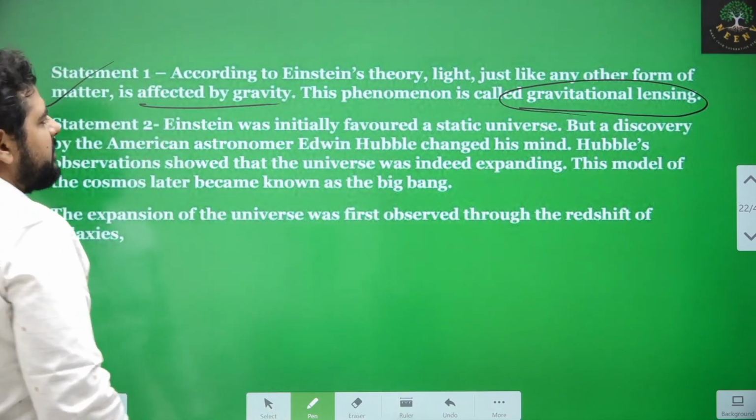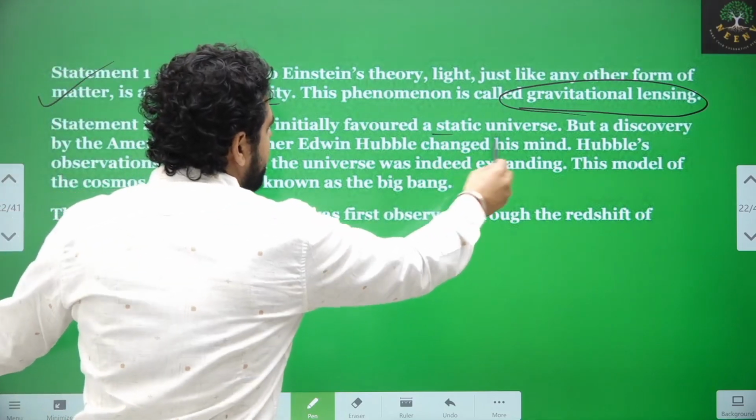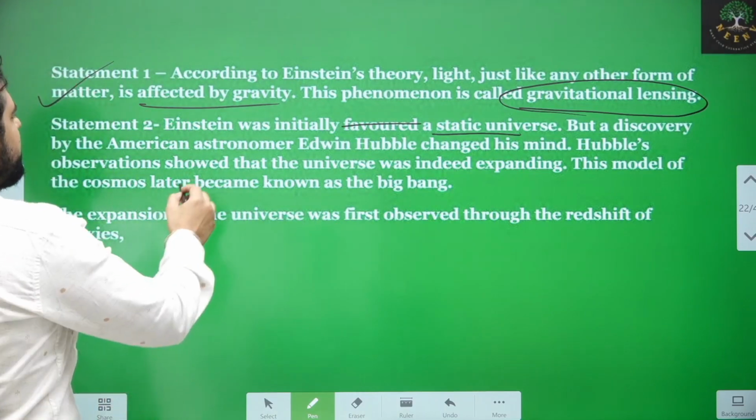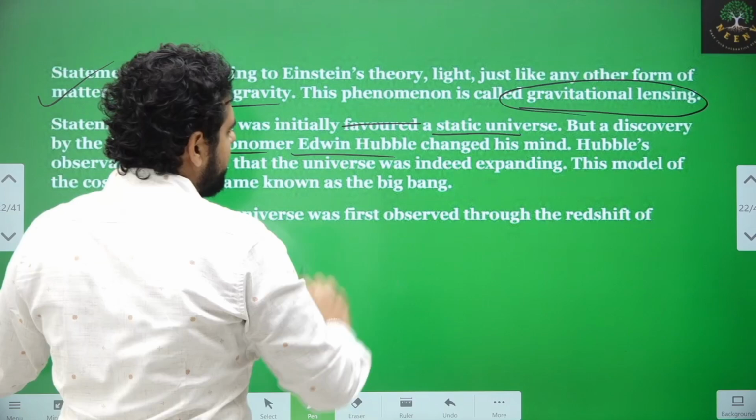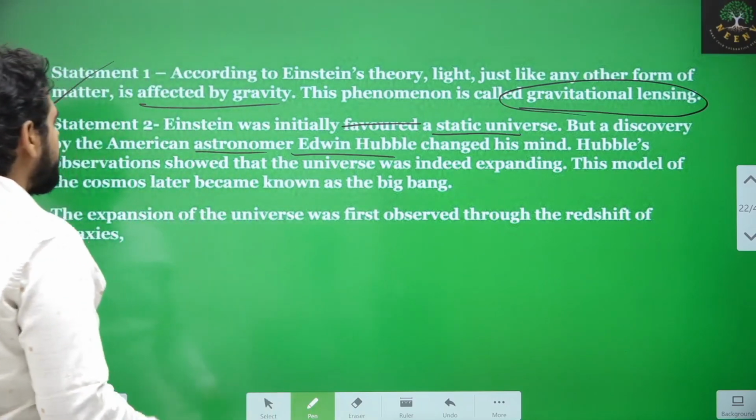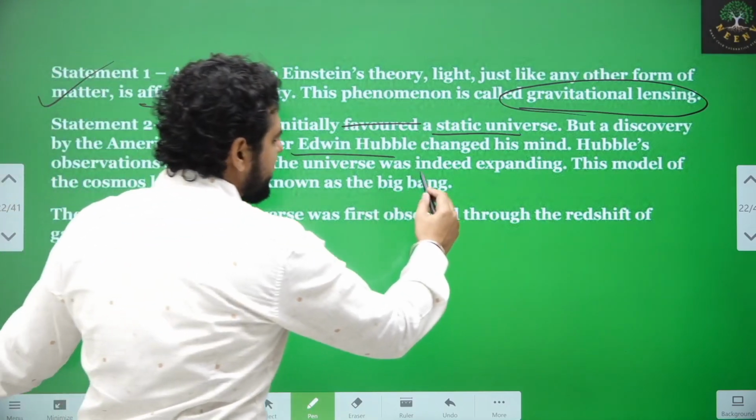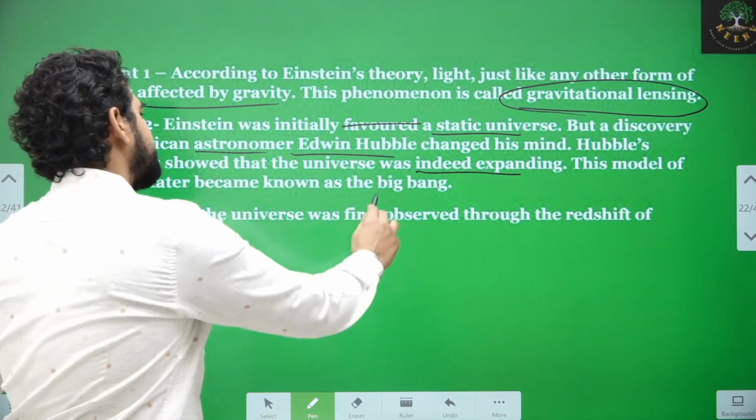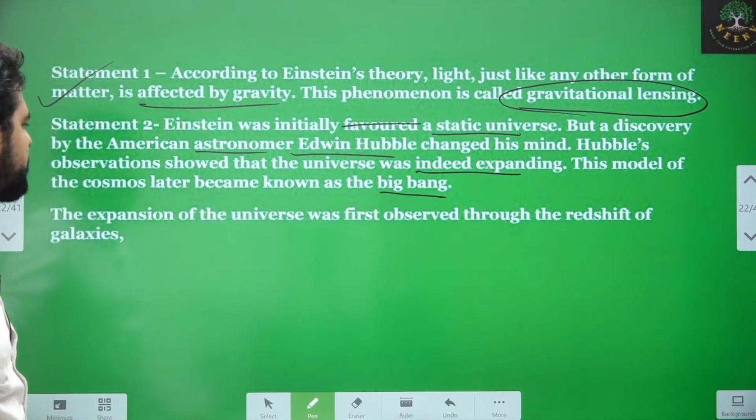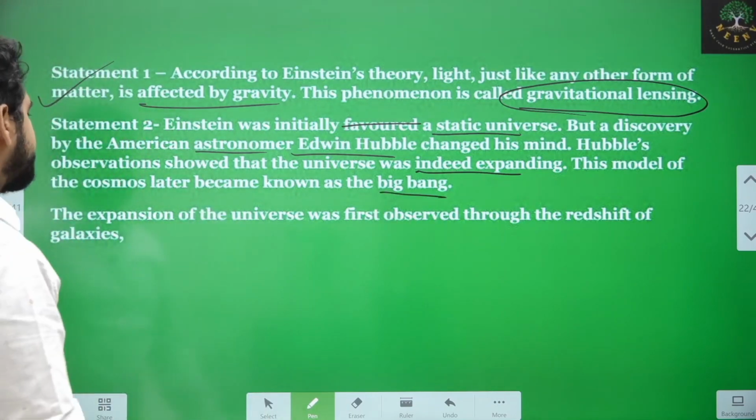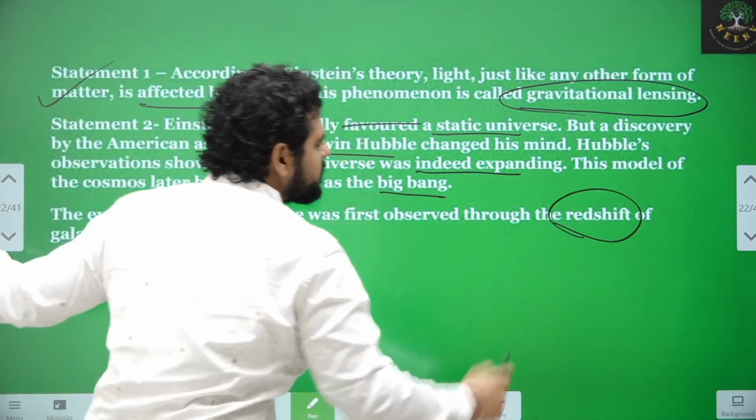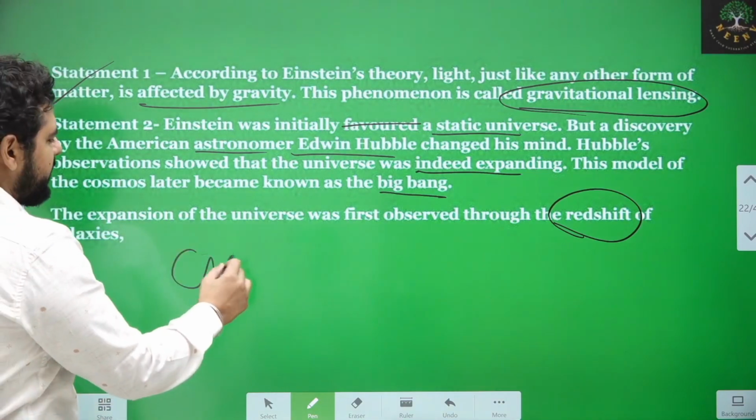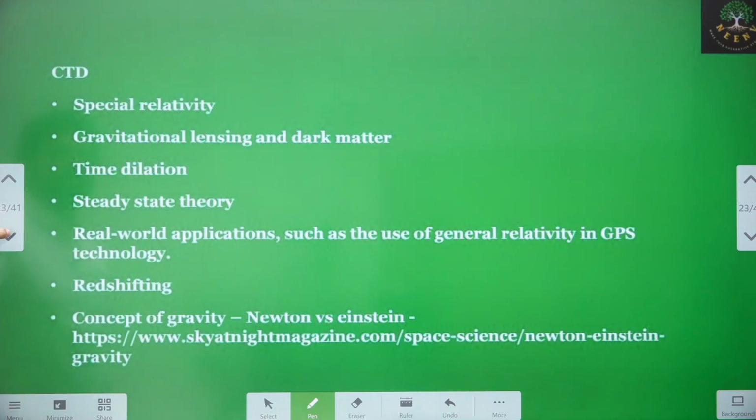Statement 2, Einstein was initially favoring a static universe, but a discovery by the American astronomer Mr. Edwin Hubble changed his mind. Hubble's observation showed that the universe was expanding, and this model was later known as the Big Bang. So the expansion of the universe was first observed through the redshift of the galaxies. Focus on these terms: redshift, gravitational lensing. These are all part of connecting the dots, right?